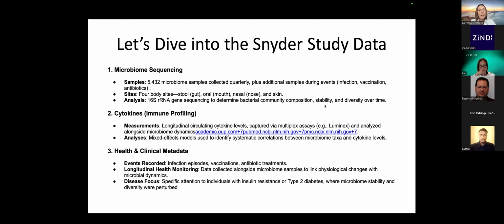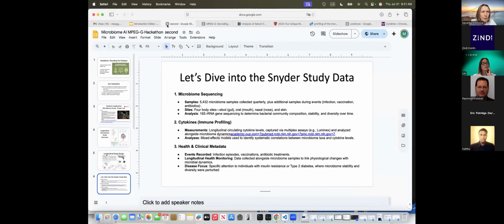This is one aspect that you can dive into, meaning what is the interaction between the microbiome and some of these cytokine data during these events. The cytokine data is really captured via multiplex assay, Luminex assay, and they were analyzed along with the microbiome data. As you can see here, there is a link. We will share these slides. And there is a figure from the paper that I will try to also show.